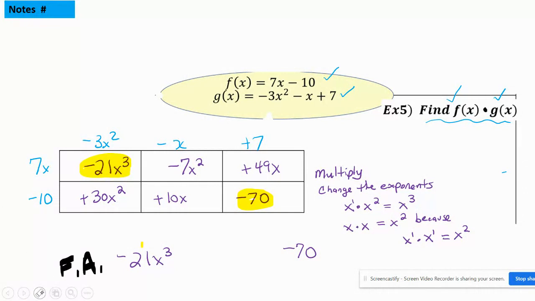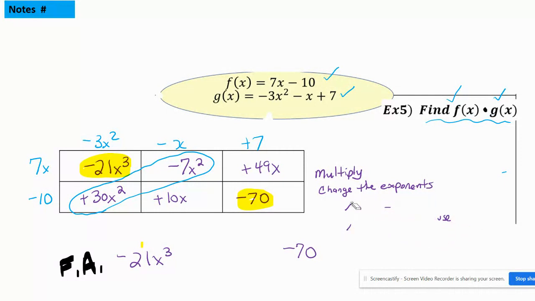Now, you just go ahead and, whoops. Oh, hold on a minute. There we go. Now we're going to circle like terms. And now when we add and subtract, do not change the exponents, okay? So you only change the exponents when you multiply. So when you add or subtract at the end for the final answer, don't change the exponents.